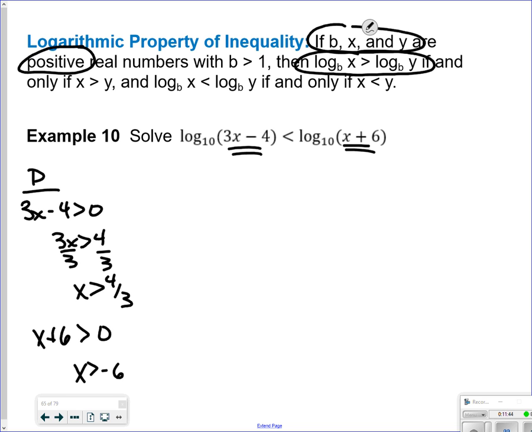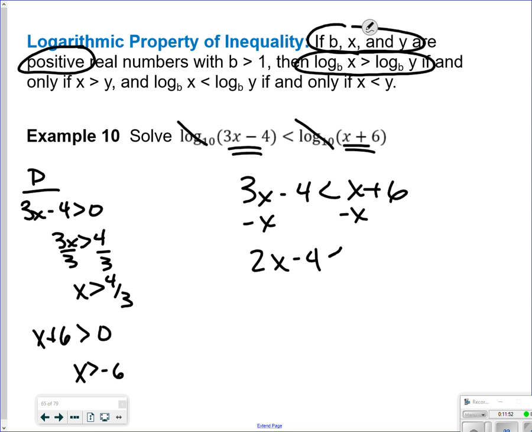Now the actual solve. I'm going to take the anti-log of both sides, and I'm going to solve this. x is less than 5. Now, if I were to do this on a number line, I have 3 things to worry about. And remember, it has to be true for all 3 in order for this to work.